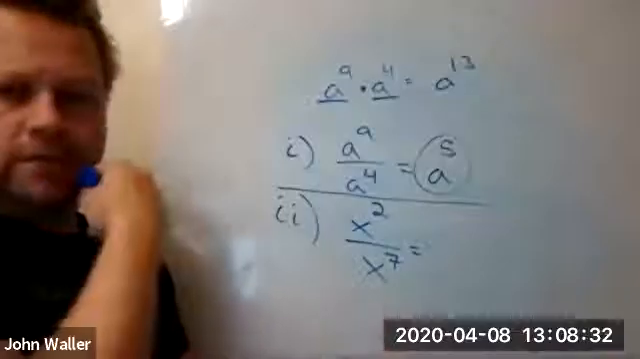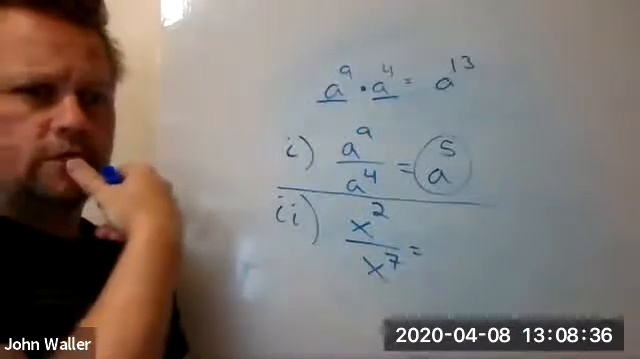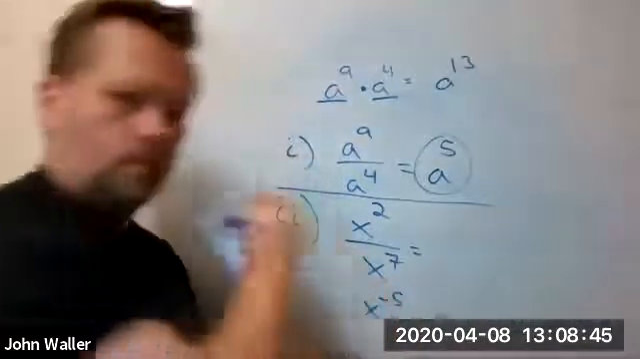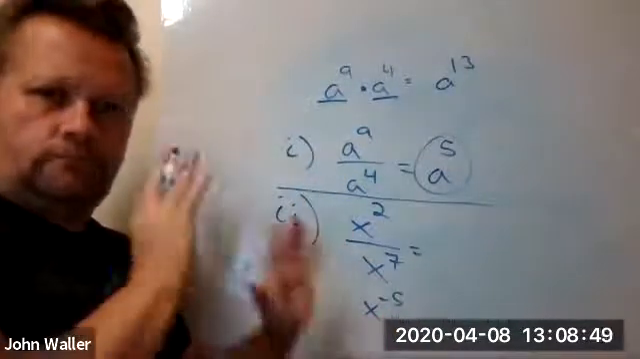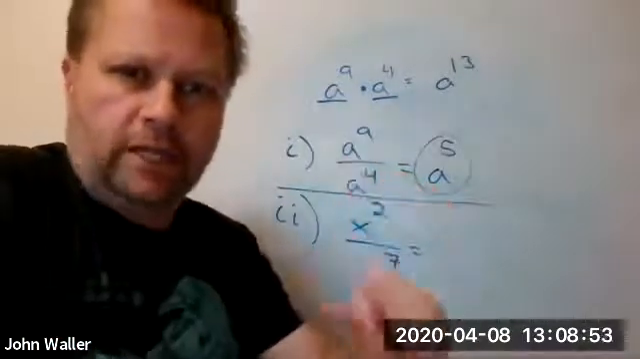And just to stop anybody before you say this, it's not x to the 5th. It's x to the -5th, because 2 minus 7 is -5. Do you remember negative powers mean flip and all that kind of business?